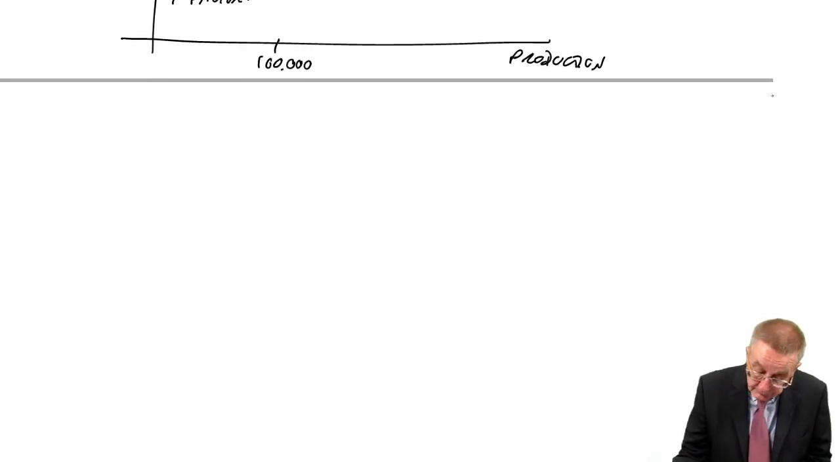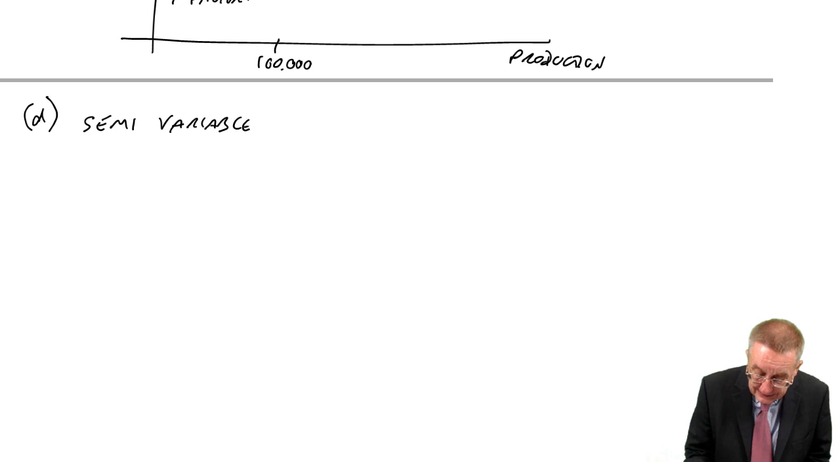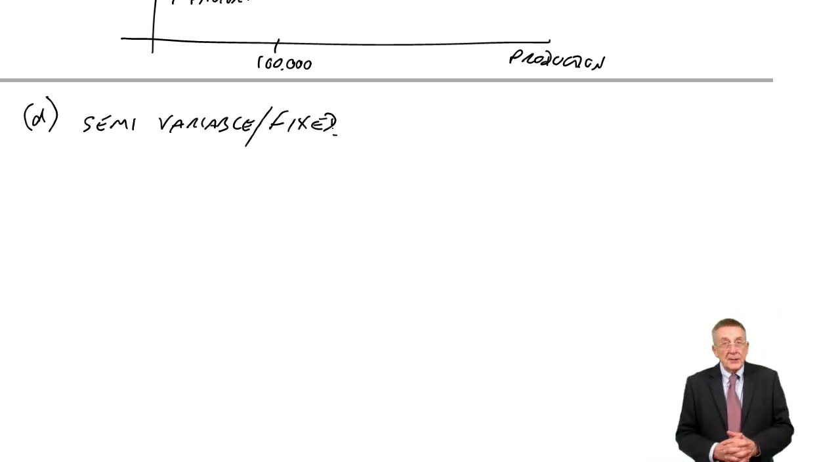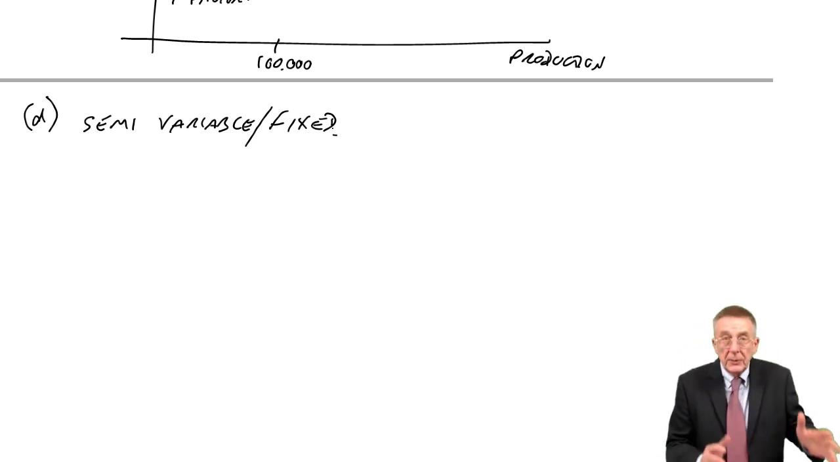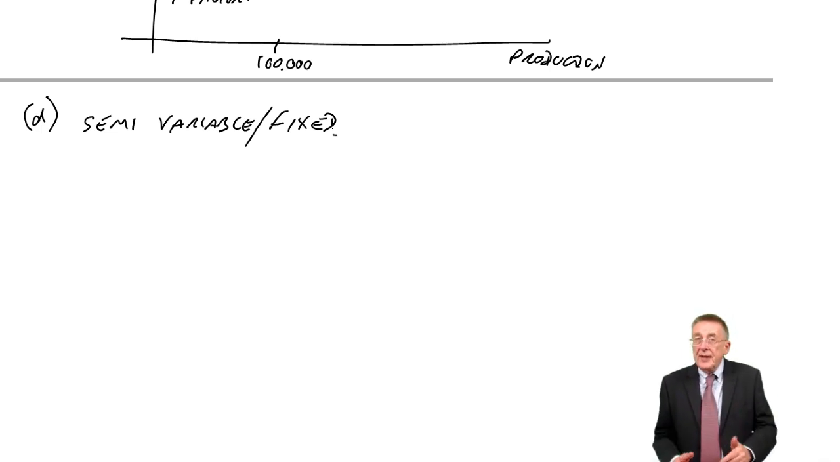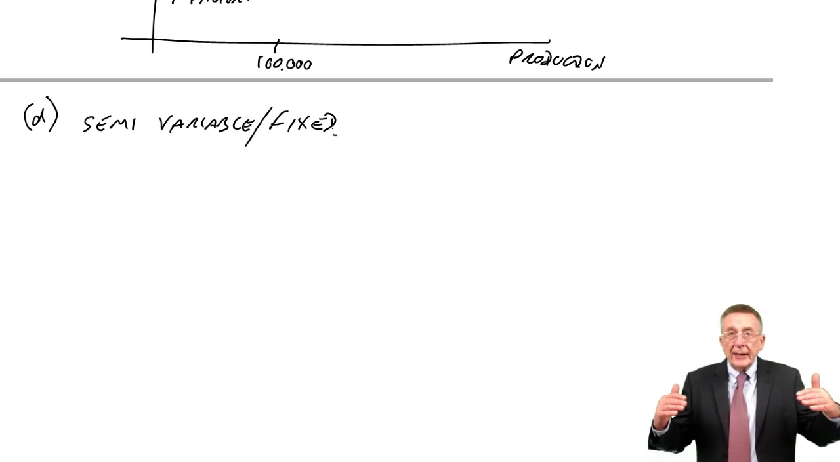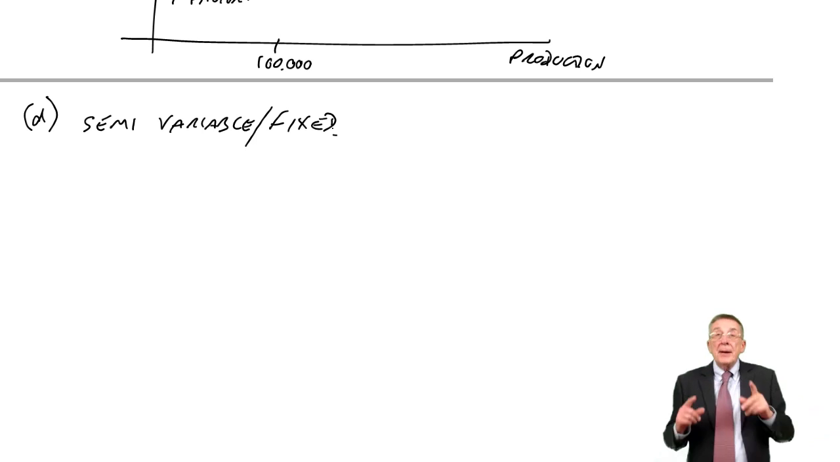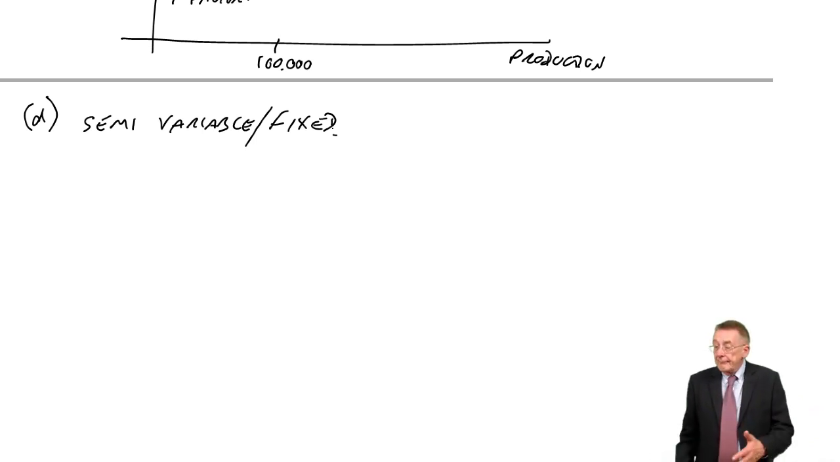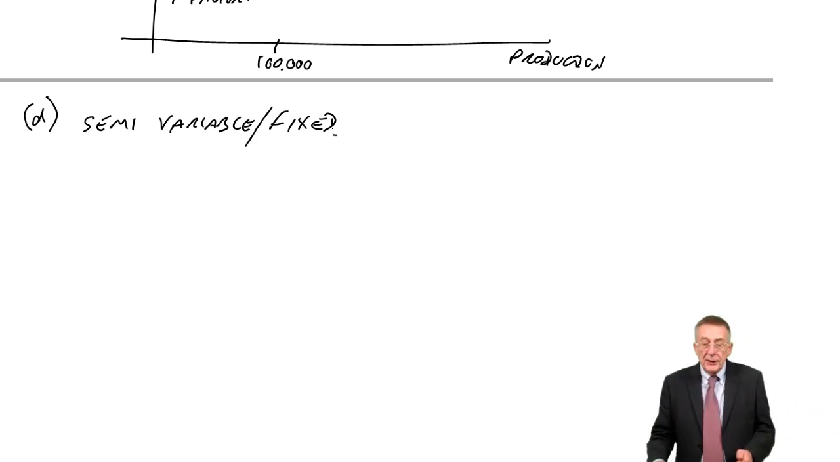Finally, semi-variable fixed. Now, I've explained a variable cost. Something like materials is variable. $5 a unit, more units, more cost. I've explained fixed cost. Forget the step for the moment. But something like the rent of the factory, total cost is fixed, whatever the production. But a lot of costs are a combination of the 2.